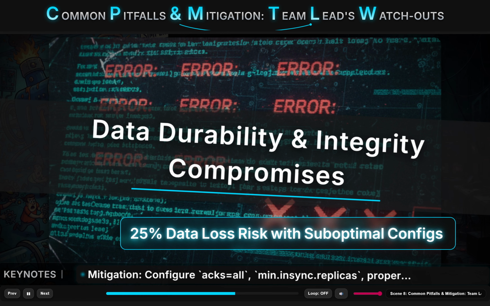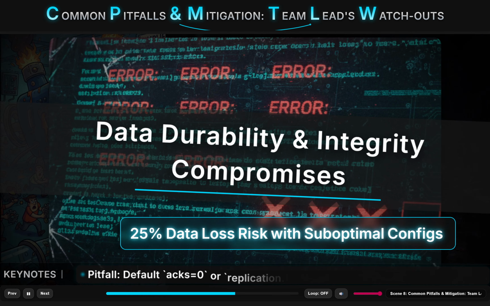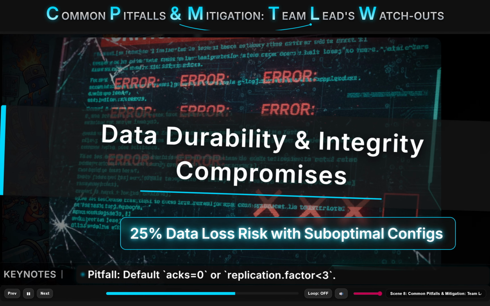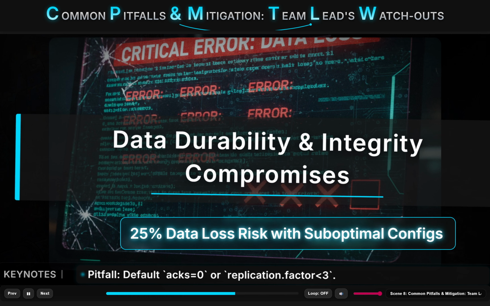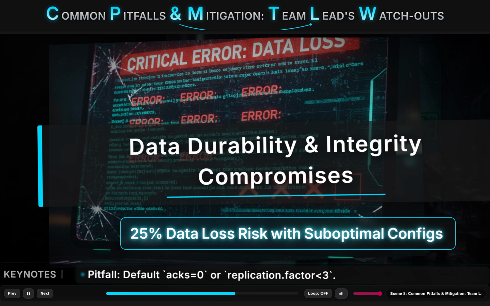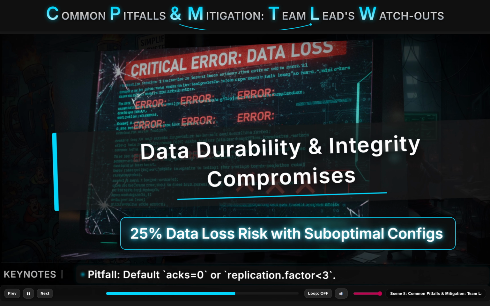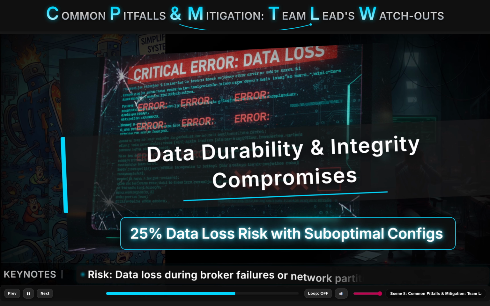Not properly configuring your producers with acks equals all and setting min in-sync replicas can mean your data is acknowledged as written, but isn't actually durable across enough brokers to survive a failure. This isn't just a technical nuance, it's a business risk.